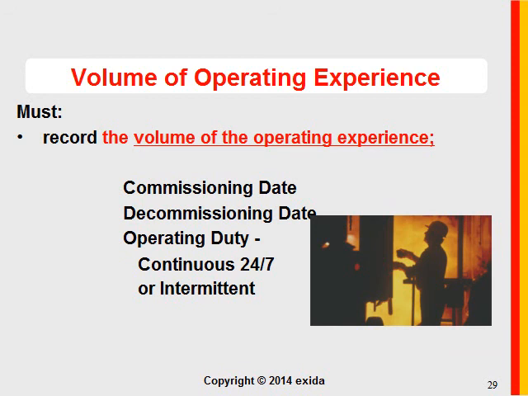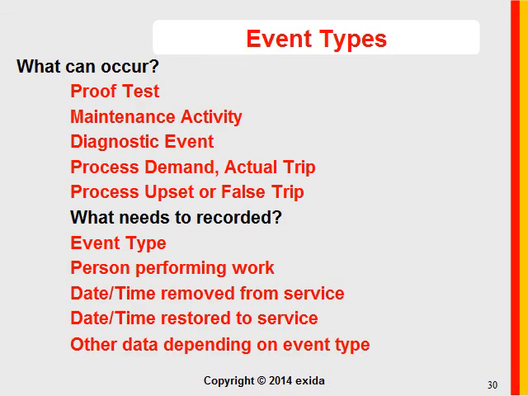Now, we need to know for that particular device, when was it commissioned? When was it decommissioned? What was its operating duty? Was it running continuously, or was it running intermittently, a batch type process or a continuous process? Based on that, we can determine what the operating experience, or the hours of operation experience, is that is applicable to a particular device. So there's the physical address, there's device-specific information, and then there's the device use information that I need to gather as part of my field failure data collection system.